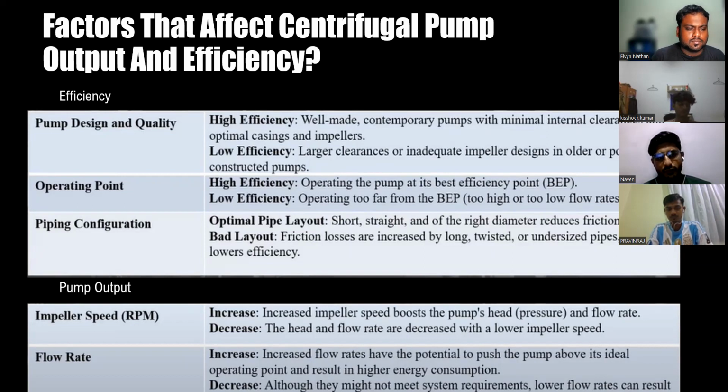Pump output. Impeller speed, RPM: an increase in impeller speed boosts the pump's head pressure and flow rate. A decrease: the head and flow rate are decreased with a lower impeller speed. Next is flow rate. Increased flow rates have the potential to push the pump above its ideal operating point and result in higher energy consumption. And a decrease: although they might not meet system requirements, lower flow rates can result in lower energy consumption.